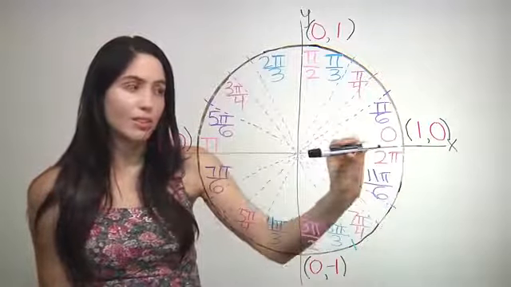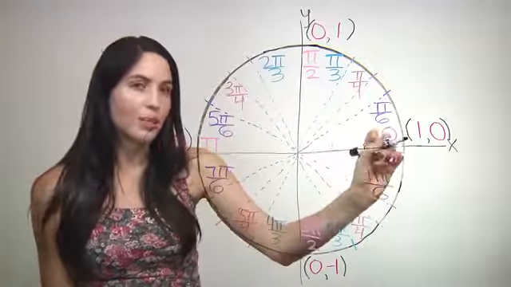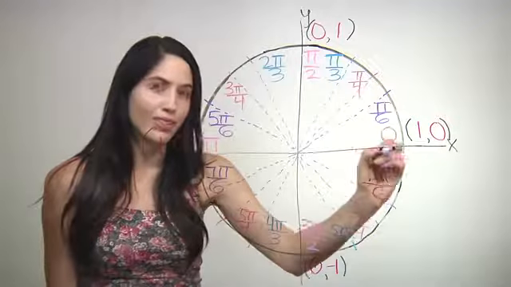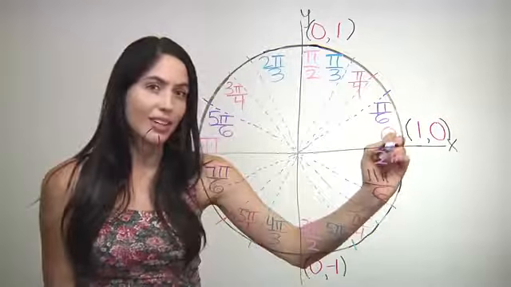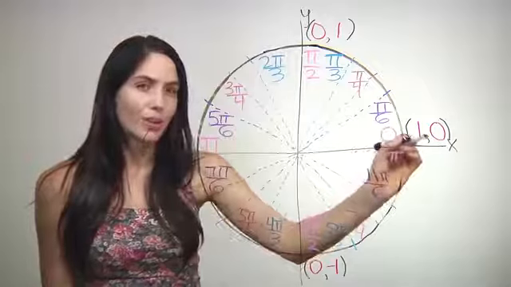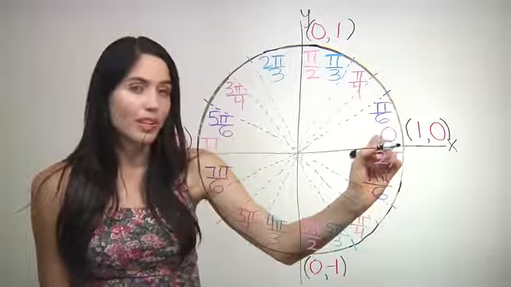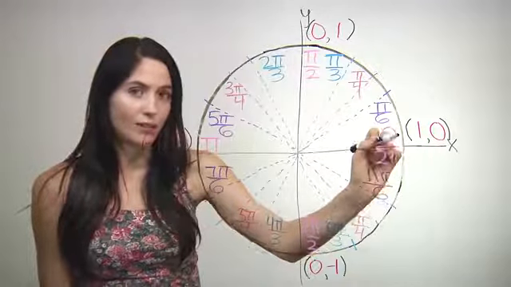So for this angle, 0, the x coordinate is 1 because this is a unit circle. It has a radius of 1. So the x distance is 1. And the y coordinate is 0 because this point has no height. The distance in the y direction is 0.